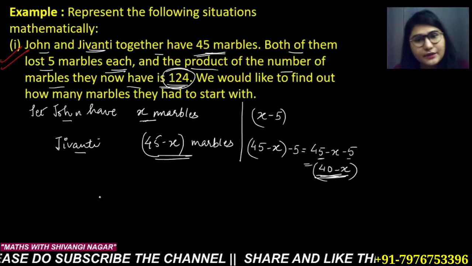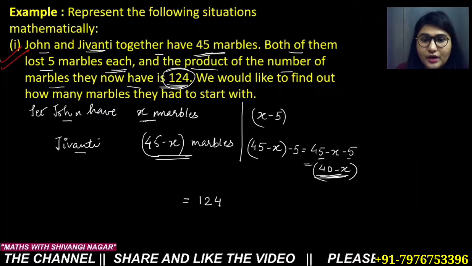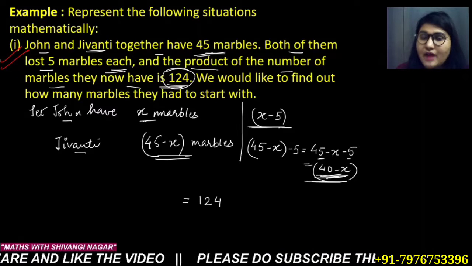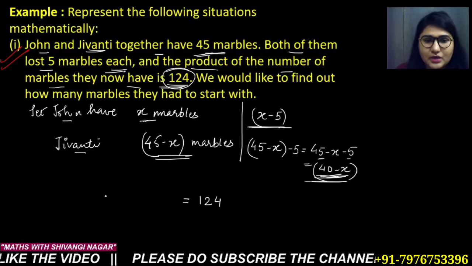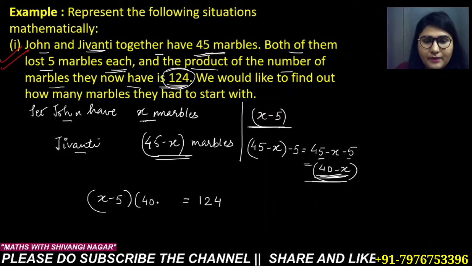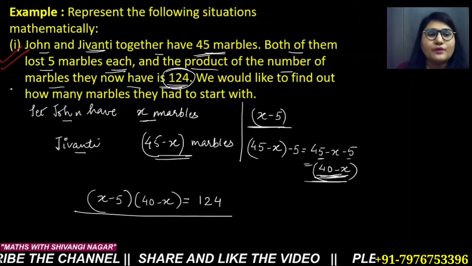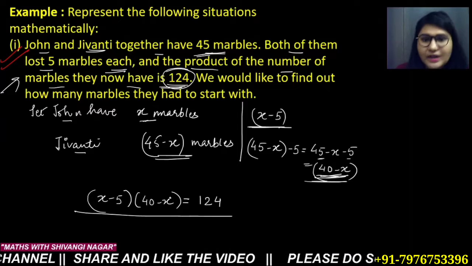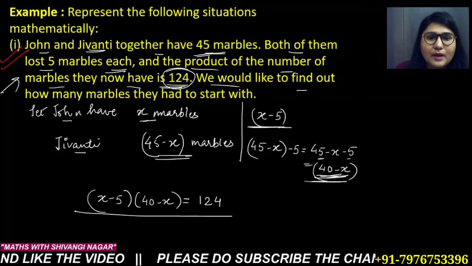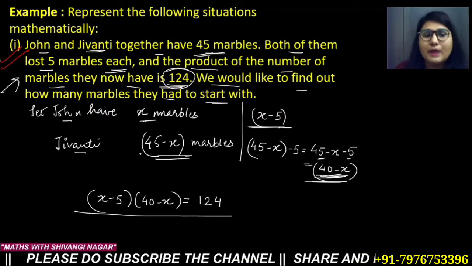How will we write this information in equation form? The product is 124. Product of what? The product of the marbles John and Jivanti have after they lose 5 marbles each. So we can write this as x minus 5 multiplied by 40 minus x. This is the mathematical representation of the given information. What we would like to find out is how many marbles they had to start with.